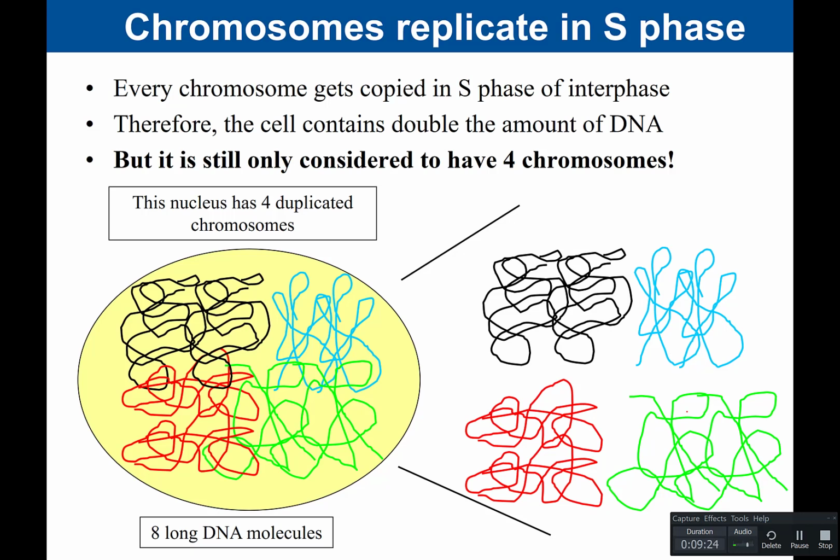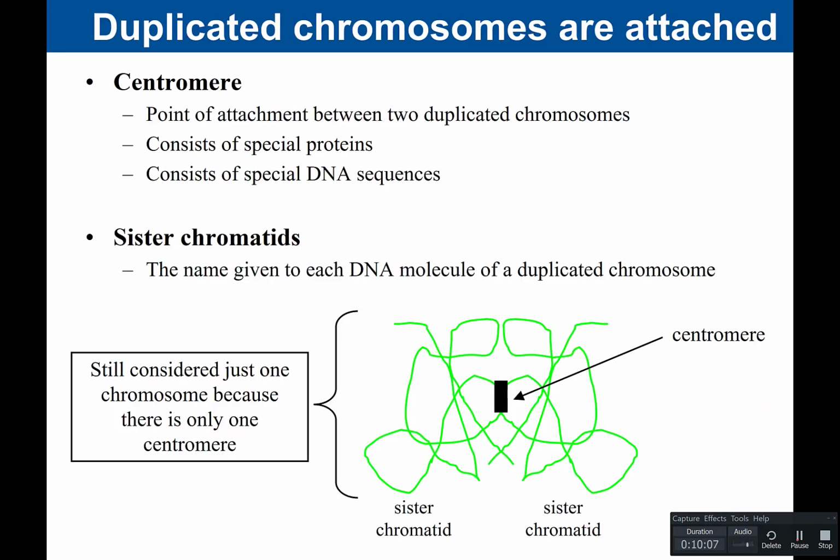At this point, when they're held together at what we call the centromere, which we'll see in a minute, when those DNA molecules are held together, they are considered one chromosome. So each of those is one chromosome. So the black one collectively is one chromosome. But that one chromosome is 2 DNA molecules. So it is one chromosome, but that one chromosome is made of 2 DNA molecules. So if we look at this nucleus, it has 4 chromosomes, but it has 8 DNA molecules. As long as they're held together at the centromere, it is considered one chromosome. So duplicated chromosomes are attached at the centromere.